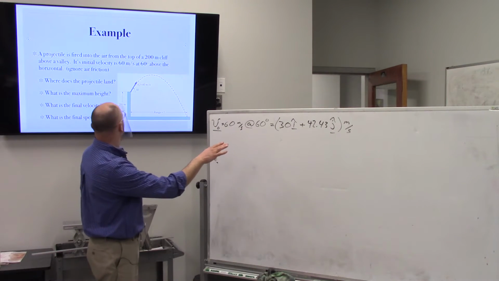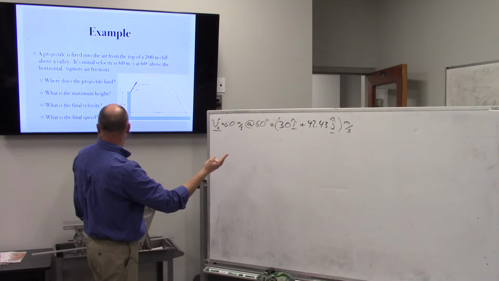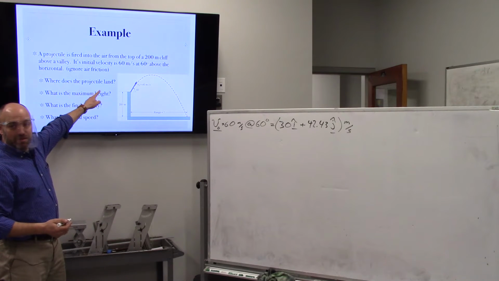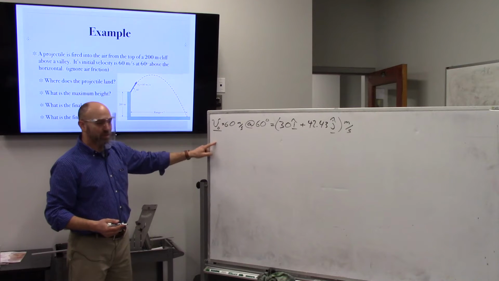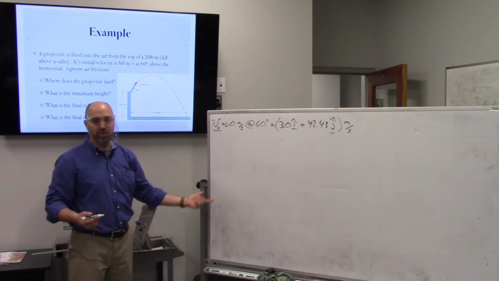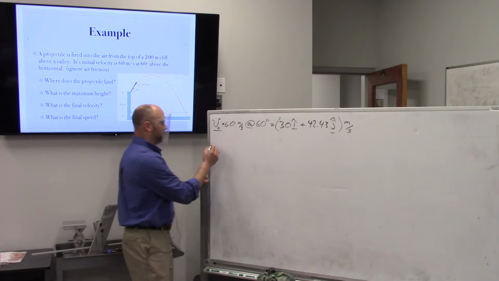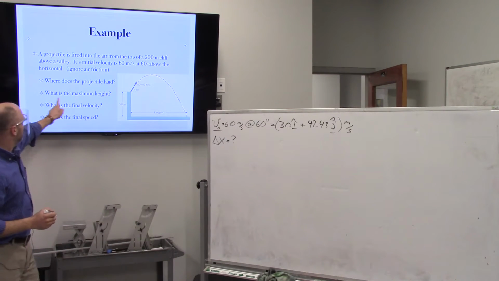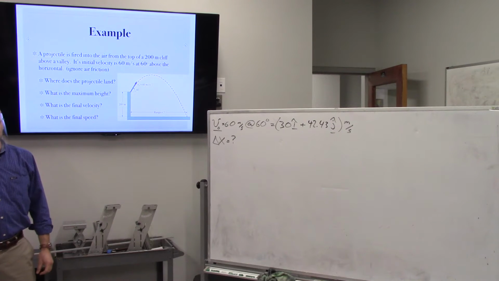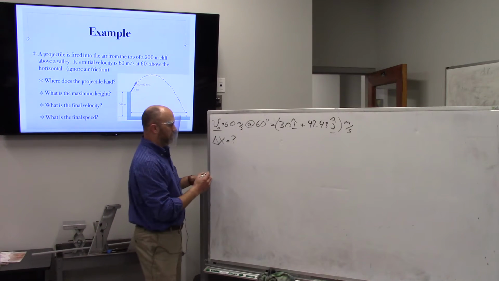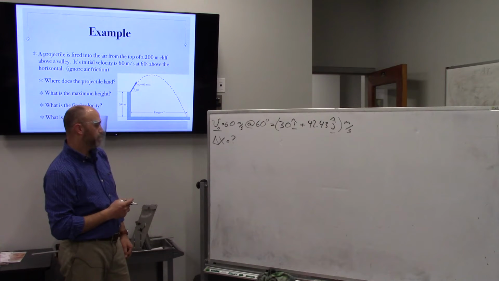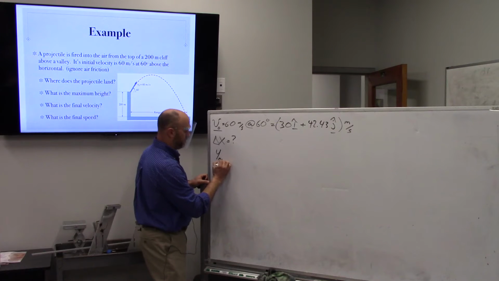Okay, so we've got initial velocity, and the first question is, where does it land? How should I write that up here? What should I write up here as the thing we don't know? Let's write, so we're looking for delta X. Okay. What's this one? What is maximum height? We can write that a couple different ways. Sure, or how about, well, delta, how about Y max? That'll work.